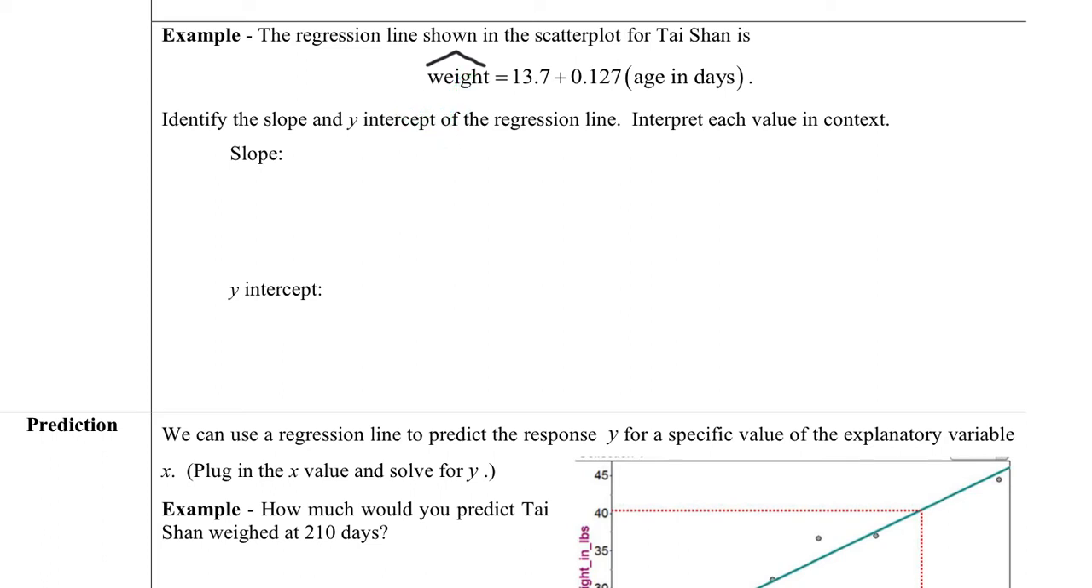If I make my connections to my formula up above, we can see we've got y hat equals a plus bx. So we can see which part is which. If I'm looking for my slope, that is going to be my b, which is my 0.127. It also tells me right here that this is age in days, so I need to include that context in my interpretation right here.